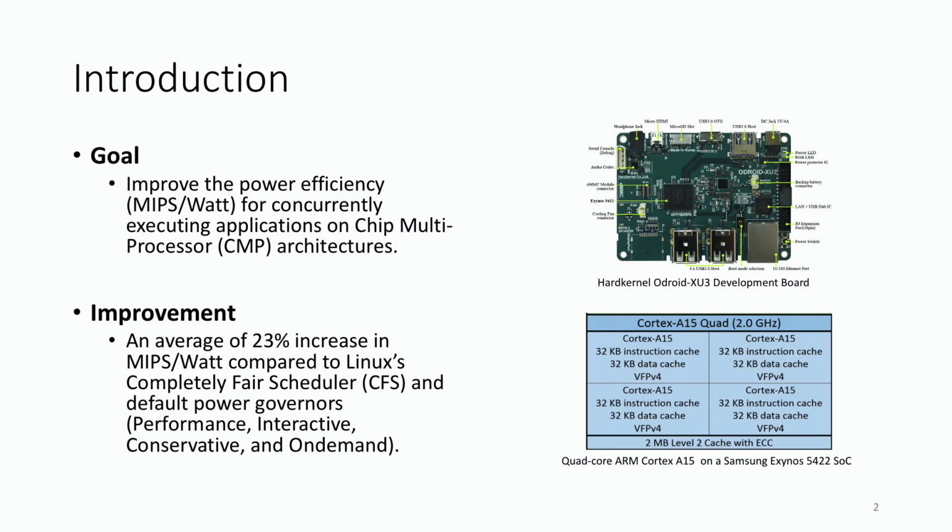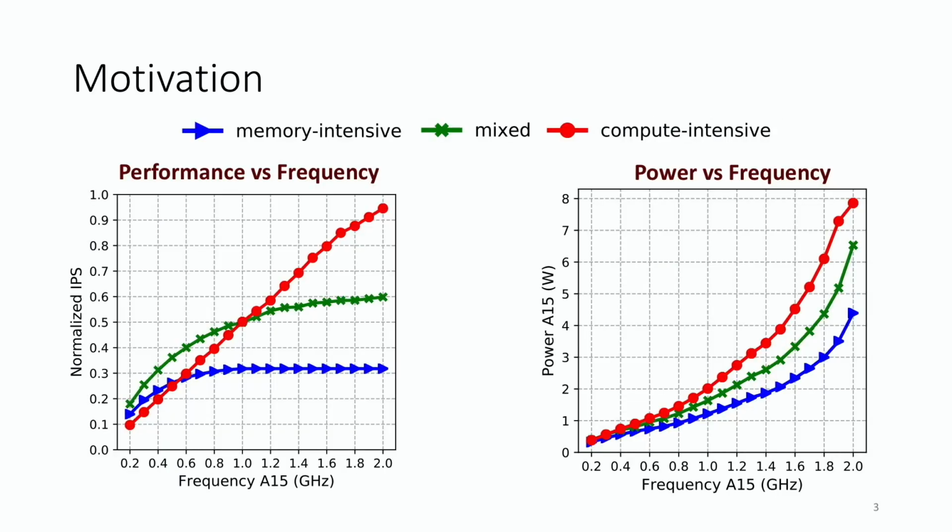We developed and tested our methodology on a quad-core ARM Cortex-A15 cluster embedded onto a Samsung Exynos 5422 Octa SoC. The SoC itself was part of the Odroid XU3 development board, which features a power monitoring unit. Experimental results demonstrate an average increase in power efficiency of 23% compared to a combination of Linux's completely fair scheduler and performance governor. To see why predicting the lowest possible frequency for application execution is beneficial, consider the following example.